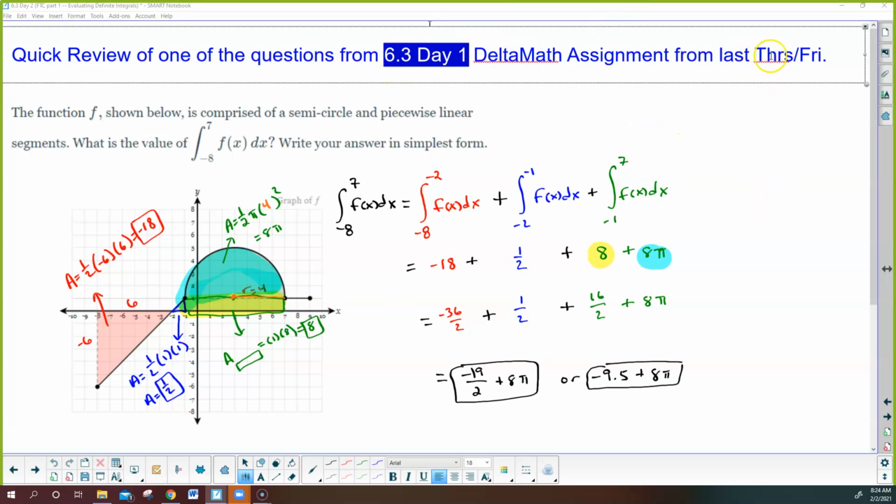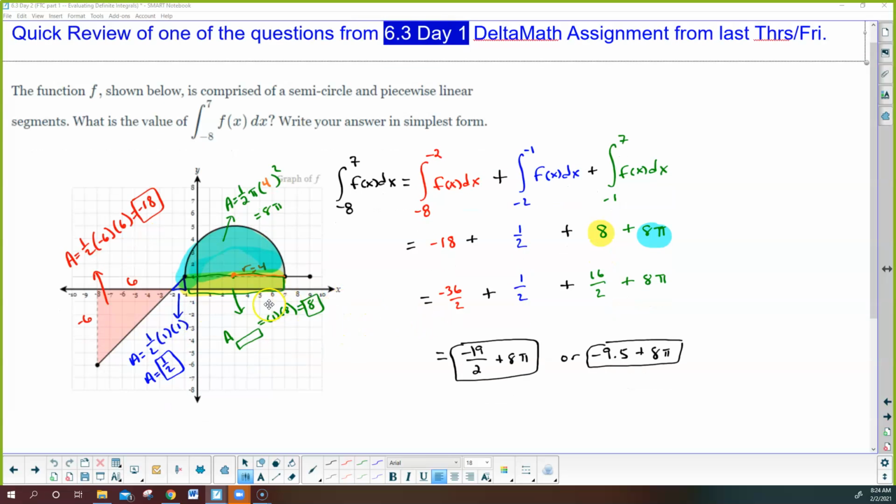This was from a couple days ago, last Thursday, Friday. And it was the problem that said you have a semicircle made up of linear pieces as well. And then we had to find the area under the curve from -8 to 7 of the function. So I split this up just really quickly from -8 to -2. That's the red area here. Well, we can find that area by doing a triangle. So I did from -8 to -2. And then we have the little blue triangle right here. So from -2 to -1. And that's just a 1/2. So I did the areas over here. You can follow the work, but that gave me a 1/2.